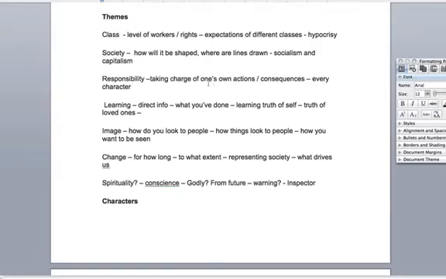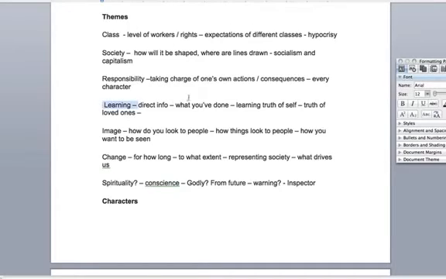So one of the other themes is responsibility, taking charge of one's own actions and understanding the consequences, as some of the Birlings do and some of the Birlings don't. Every character has this throughout the play. Every single one of them is offered a chance to change their ways and learn from it. But the people in the upper classes are more set in their ways, they don't, whereas the other people learn.